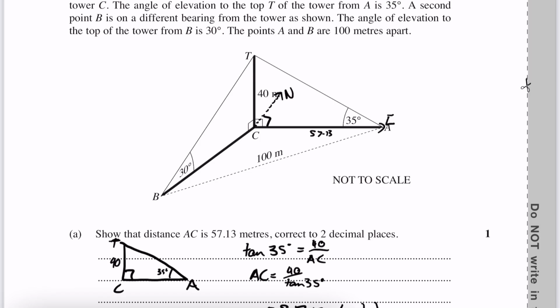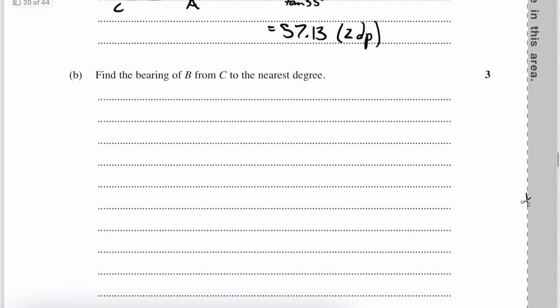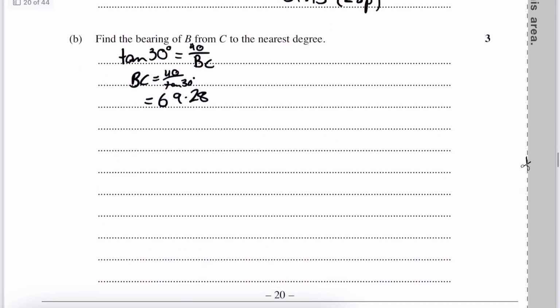So to find BC, we're going to use SOHCAHTOA. I'm going to skip the mapping out of it because it's very similar to part A. But that's what we get. We get BC equals 40 on tan 30. And so BC equals 69.28. Now, we want the cosine rule. And we're going to use the cosine rule for the angle. So cos of the angle BCA.